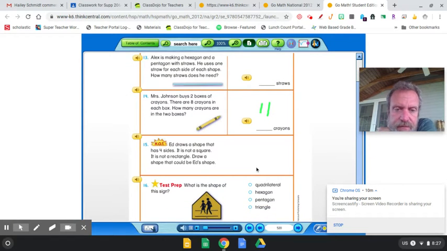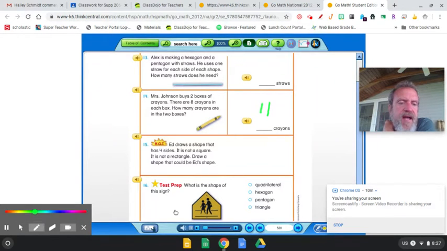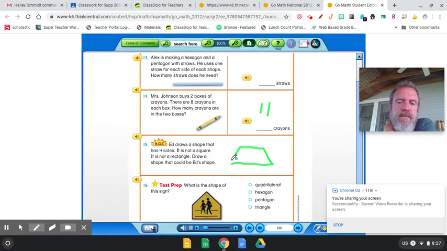15, we'll do together. Ed draws a shape that has 4 sides. It's not a square, and it's not a rectangle. So we have to just draw any quadrilateral. Let's draw this one. 1, 2, 3, 4. You didn't have to make that one, but I did. Anyone know what that's called? Very good. It's a trapezoid.